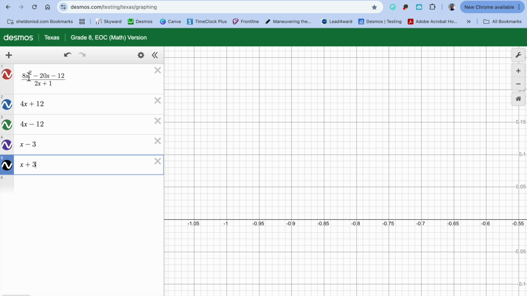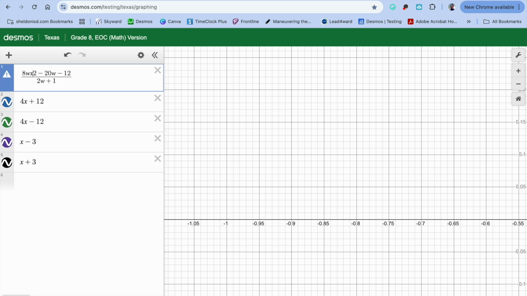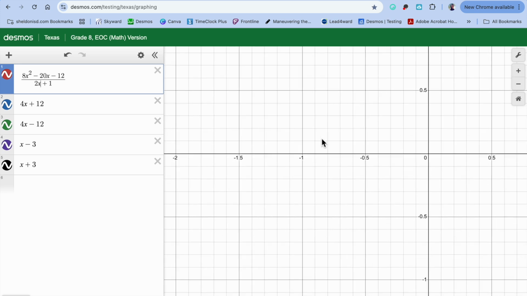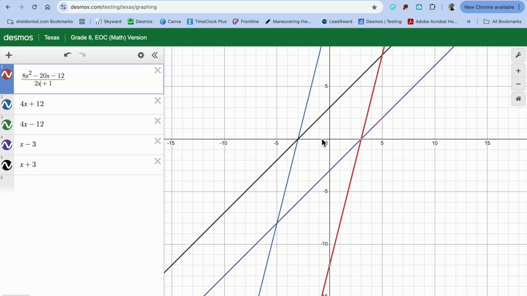We're typing x for every letter because if we don't, we get an error. So say I use w where I'm supposed to use x. I get an error here on the left. But changing it to x, graphs my expression. I'm going to zoom out.